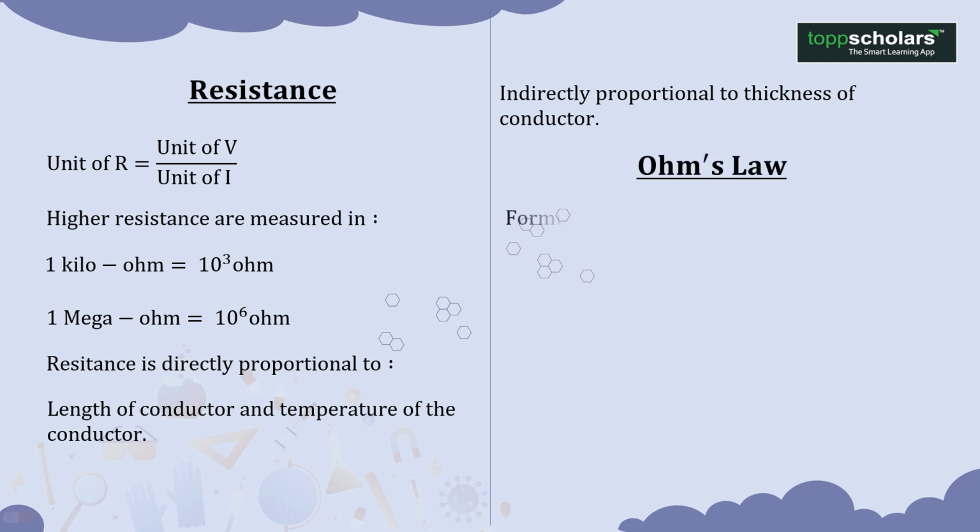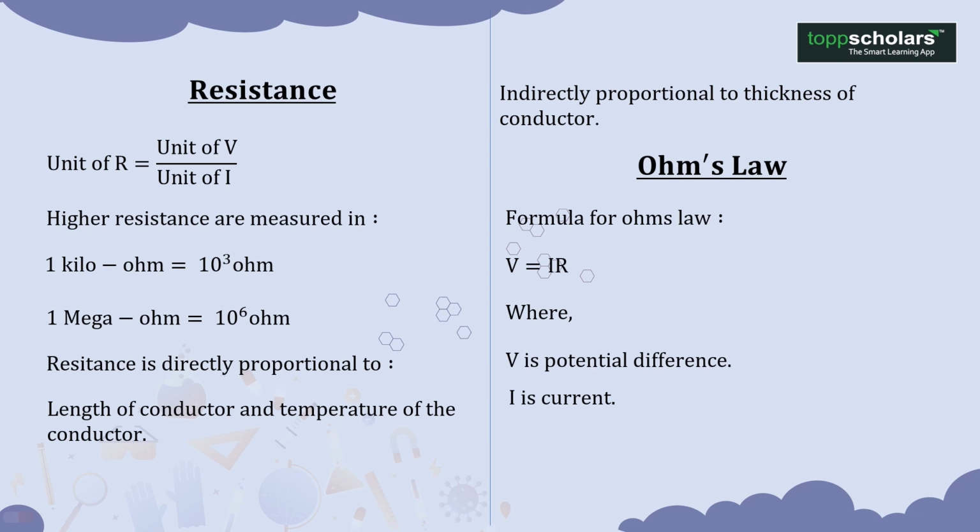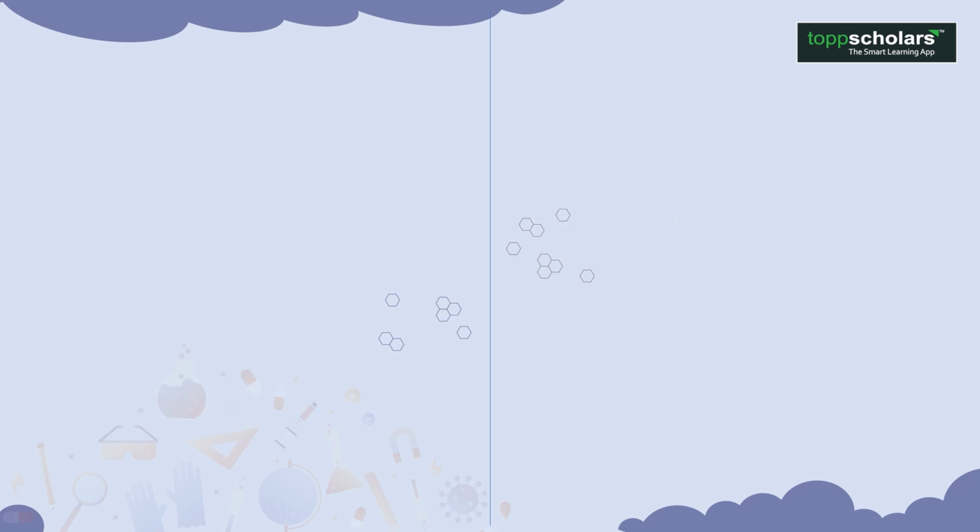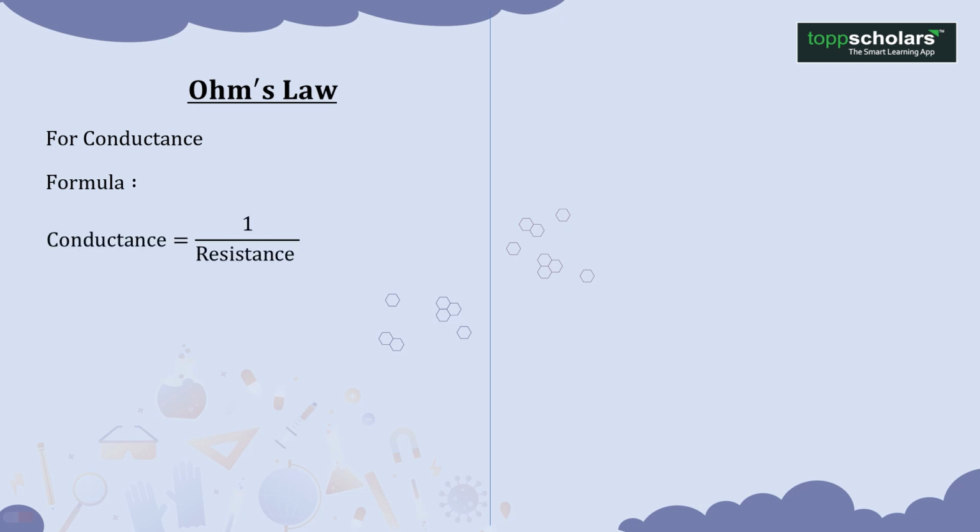Ohm's law. Formula for Ohm's law. V is equal to IR, where V is the potential difference, I is current, R is resistance. For conductance, formula, conductance is equal to 1 upon resistance. Unit is equal to ohm raised to the power of minus 1.